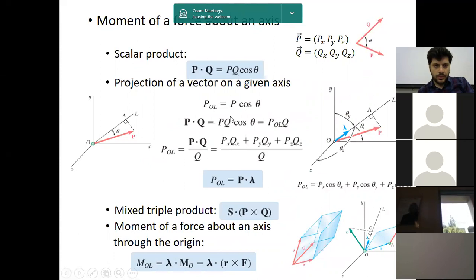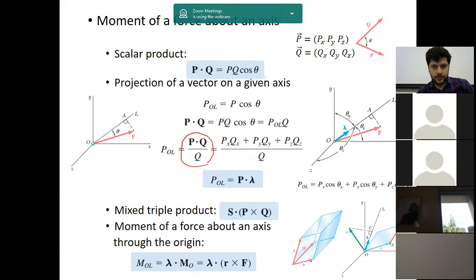So if we have vector P and we have OL as the axis, then we can use this dot product to get the projection of this vector on OL. The only thing you need to do is to define this OL as a unit vector in that direction. So we write P dot Q over the magnitude of Q. Here Q is the axis you want the projection on.